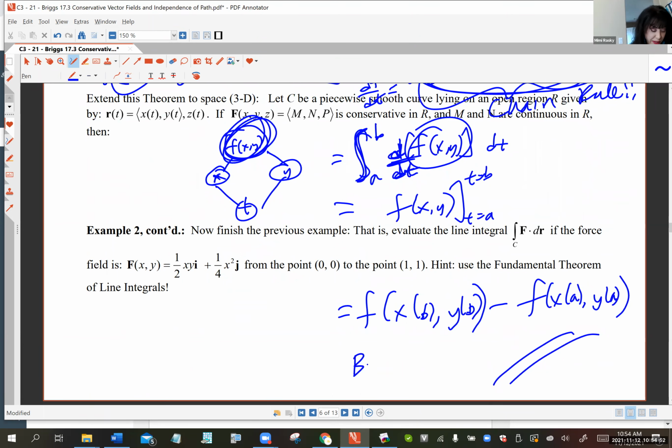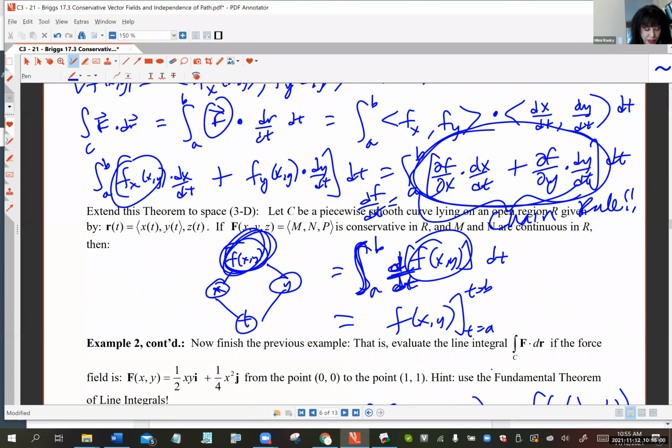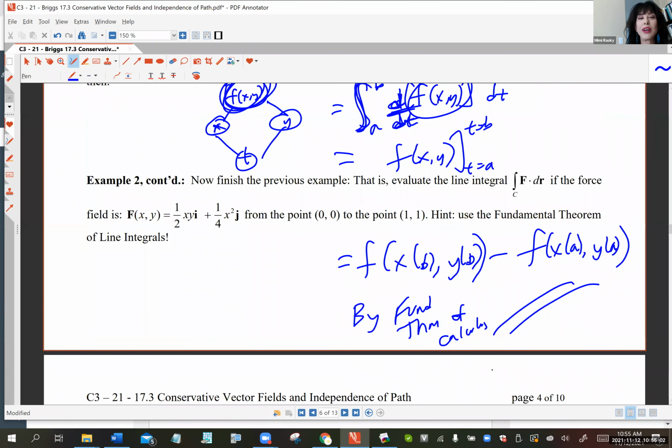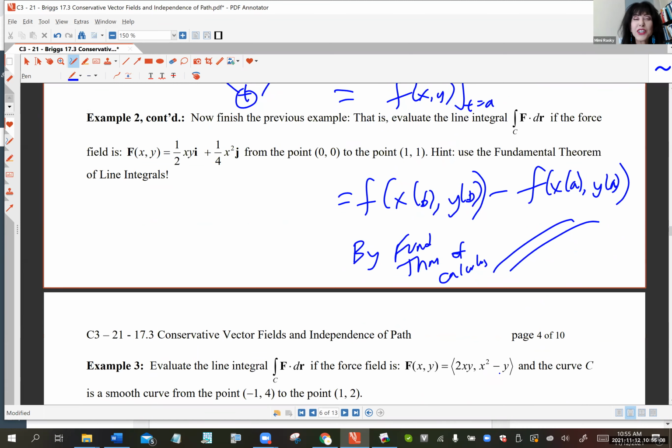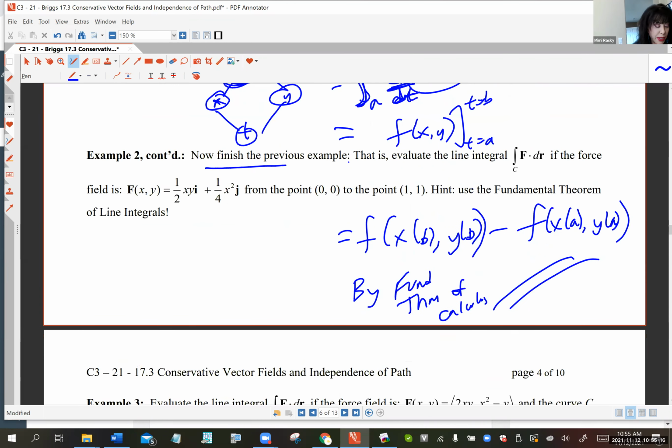And it is by the fundamental theorem of calculus that we can say that. The step right before it was because of the chain rule. So two powerful theorems were needed to prove this. Isn't that cool? And that concludes the proof. Exciting stuff. So now let's go back to that previous example.